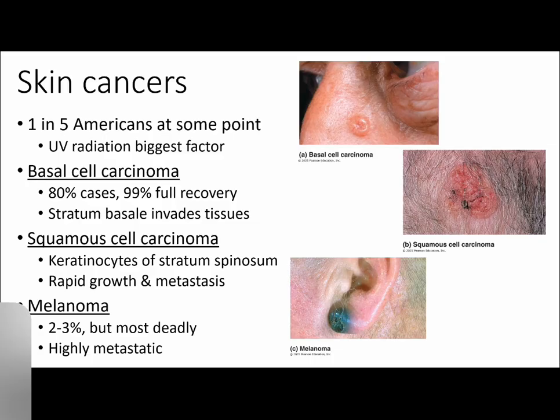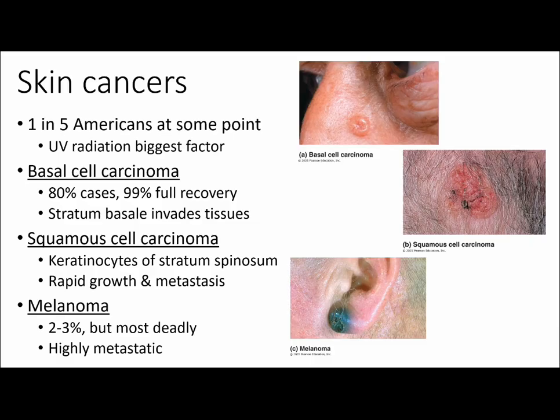The third type is the melanoma, and melanoma is the worst skin cancer that you can get. It is the cancer of melanocytes, so your melanocytes start to uncontrollably replicate. This is the most deadly form of skin cancer that you can have, although it only makes up 2 to 3% of total skin cancer cases.